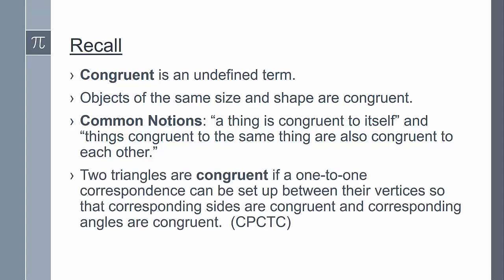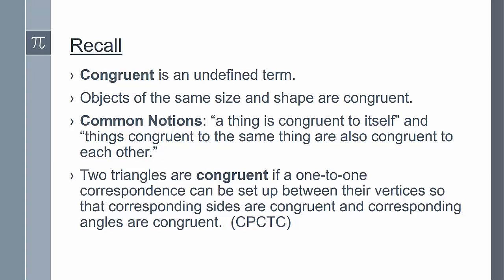So now let's talk about congruent triangles. We say that two triangles are congruent if a one-to-one correspondence can be set up between their vertices so that the corresponding sides are congruent and the corresponding angles are congruent. If you recall back to high school geometry class, that CPCTC phrase, corresponding parts of congruent triangles are congruent, that's what we mean. So congruent triangles have the same shape and size, and there's a one-to-one correspondence between their vertices and sides.